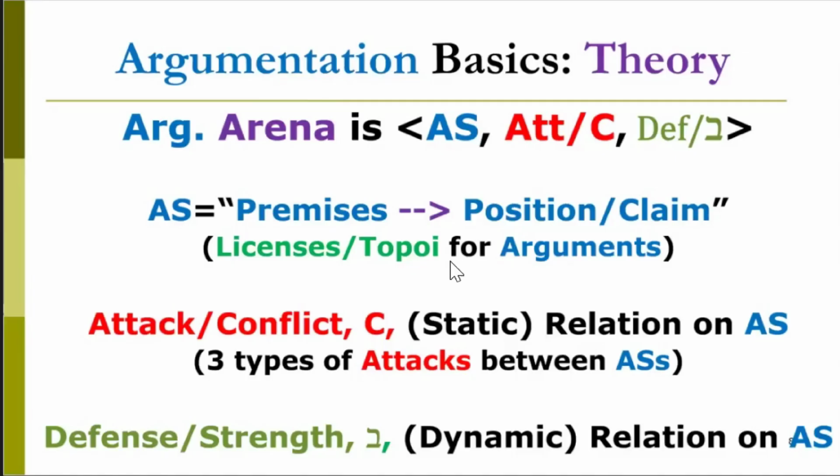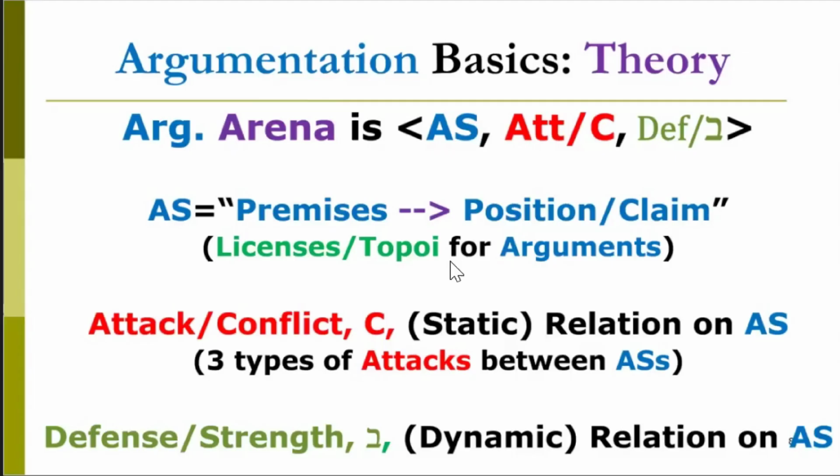So, this is one binary relation which is normally symmetric on the argument schemes, and therefore the arguments that we build from the argument schemes. The schemes, because they're parametric, you can just fill in the parameters with specific values and you get a specific argument. This is one symmetric relation that tells you when arguments attack each other, when one argument is a counter argument to the other.